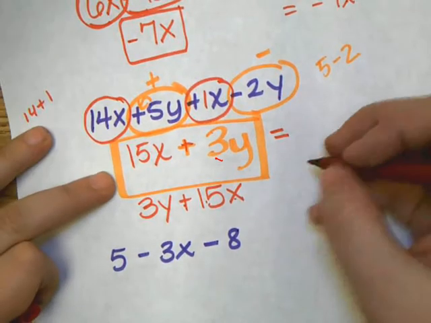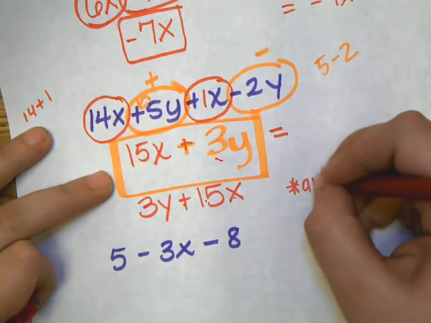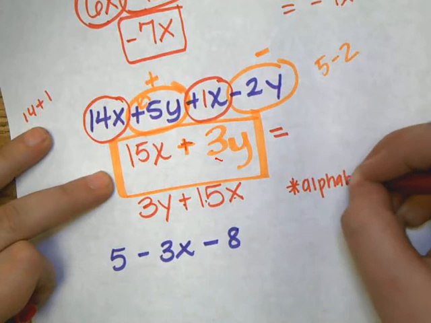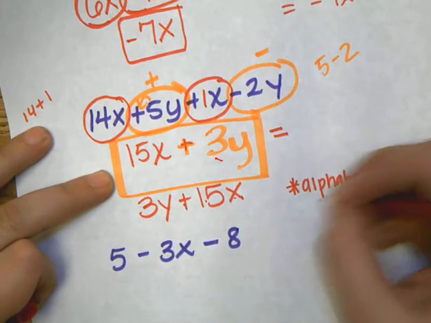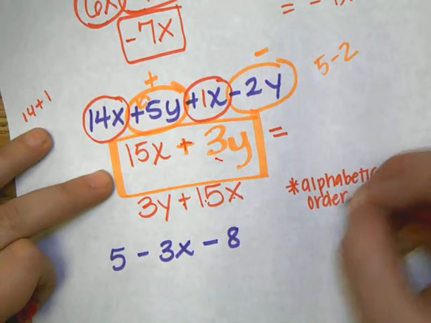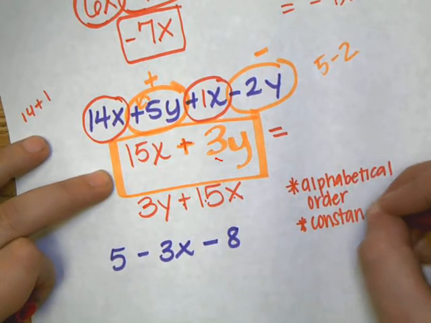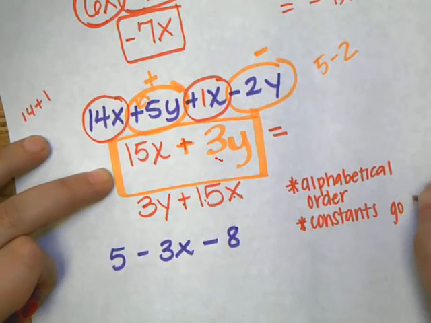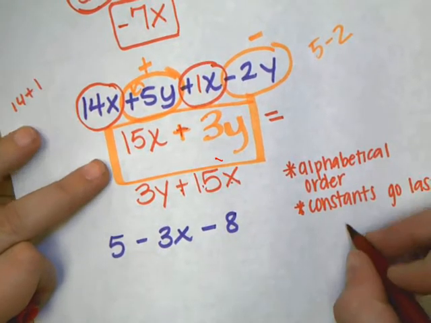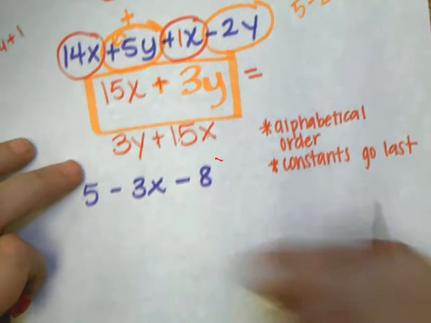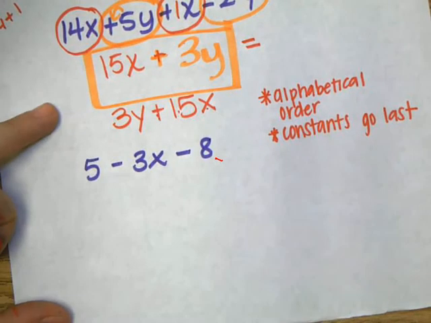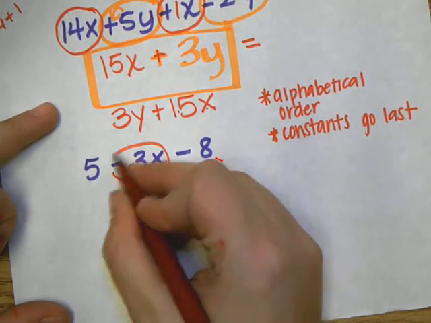However, the mathematically correct way that we're going to do it so everyone looks the same is we are going to write it in alphabetical order. And the constants go last. So remember, constants are numbers without the variables.